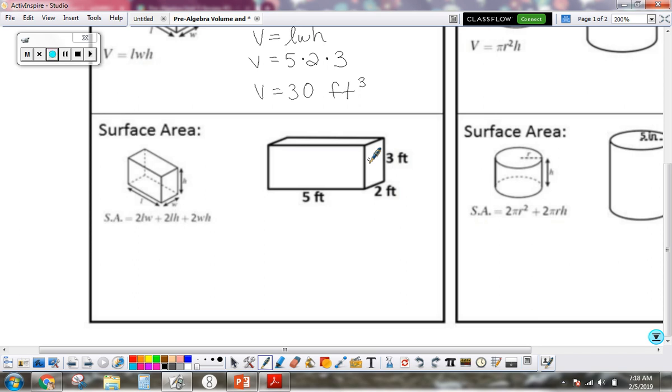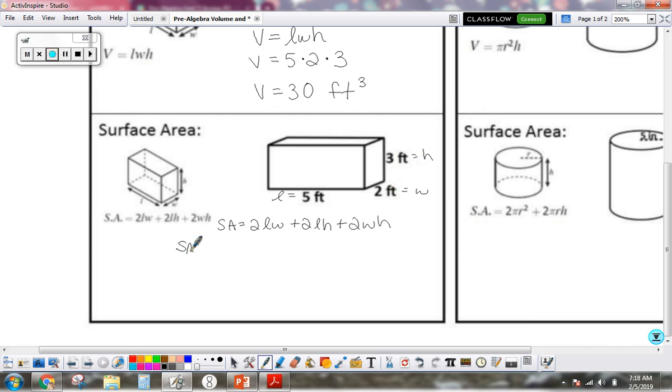Very similar to what we did when we were finding the composite figures, when we just found the area of each of the 3 sides and then multiplied it by 2. That's what we're doing here. Our surface area is 2 times length times width plus 2 times length times height plus 2 times width times height. Now make sure whenever you have your length, you keep it the same with height. Doesn't matter what you assign here in prisms, as long as you keep it the same. So every time I see an L, I'm going to put 5. Every time I see W, I'm going to put 2. Every time I see H, I'm going to put 3.